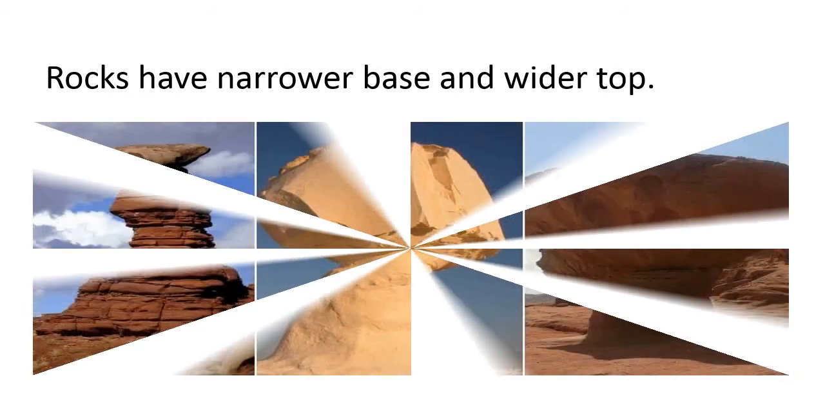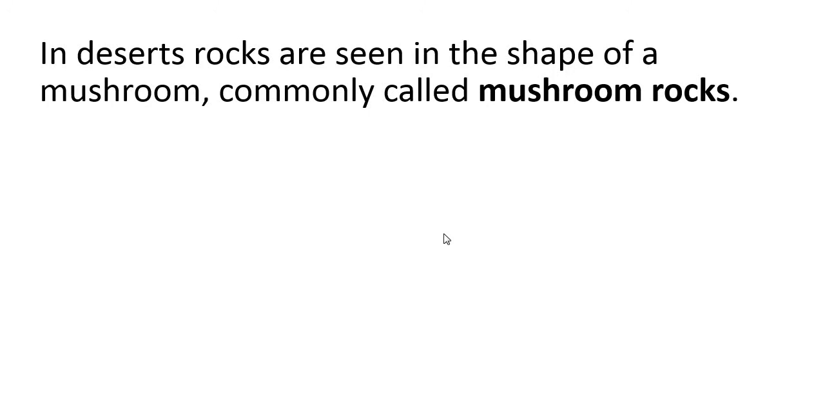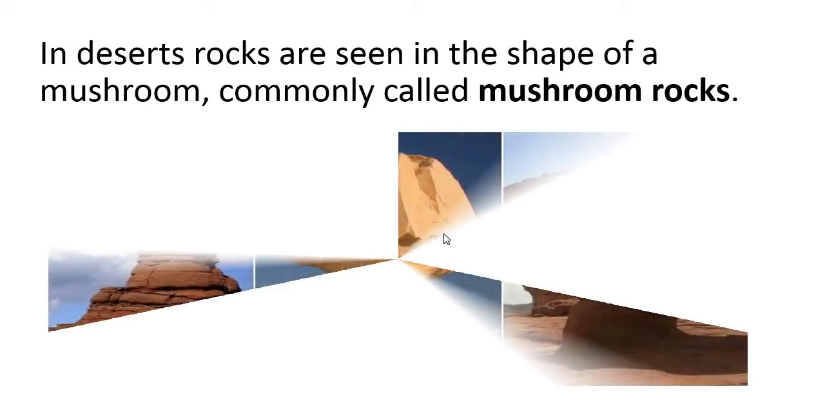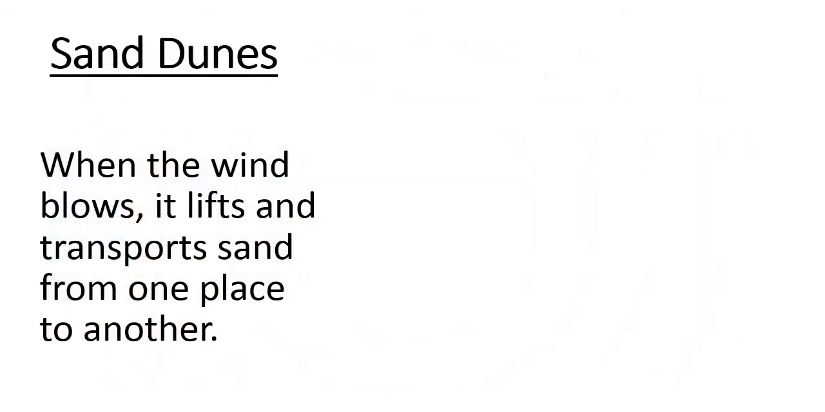Rocks have a narrower base and wider top. In all these three figures of mushroom rock, the upper part is wider and the lower part is narrow. The softer area is eroded very quickly compared to the top part. In the desert, rocks seen in the shape of a mushroom are commonly called mushroom rocks.